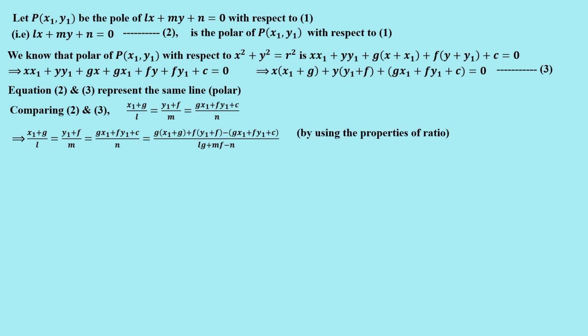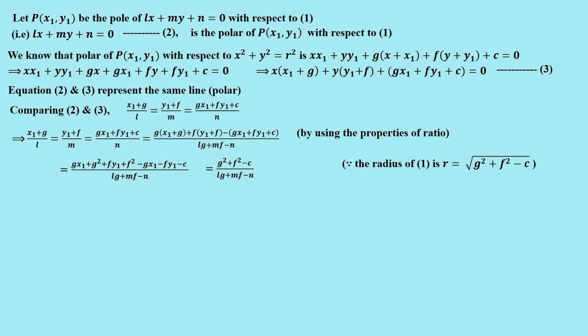Now that is equal to (gx1 plus g square plus fy1 plus f square minus gx1 minus fy1 minus c) by (lg plus mf minus n). Here gx1 minus gx1 and fy1 minus fy1 get cancelled. So the remaining is (g square plus f square minus c) by (lg plus mf minus n). We know the radius of circle 1 is r equal to root of g square plus f square minus c. So g square plus f square minus c is nothing but r square. Instead of that you can put r square, so r square by (lg plus mf minus n).